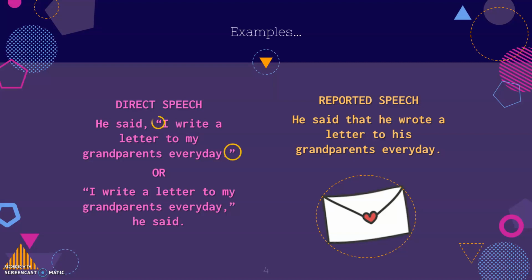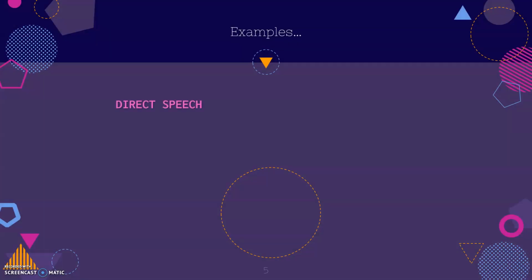Notice that the spoken words in direct speech are enclosed in quotation marks, while there's no need for a quotation mark in the reported speech since it is stated only. Also, the tense of the verb is changed from write to wrote. Later, we will talk about some rules in converting a direct speech to a reported one. Let's look at another example.